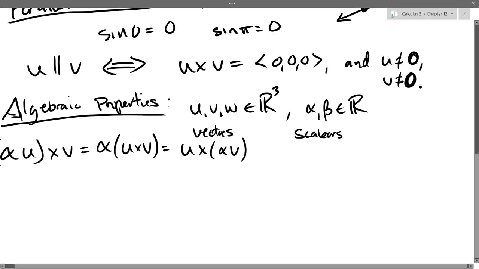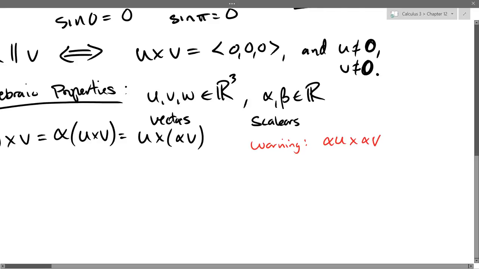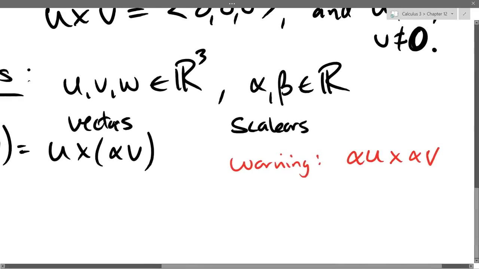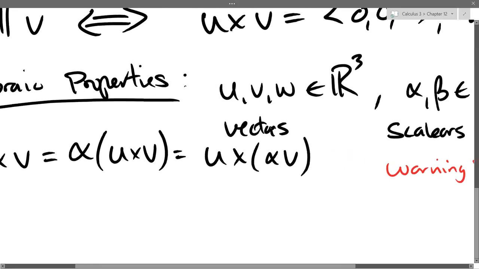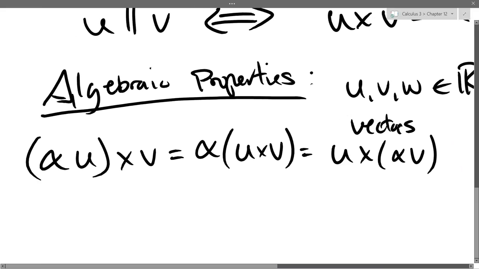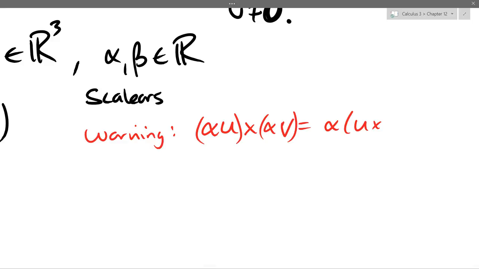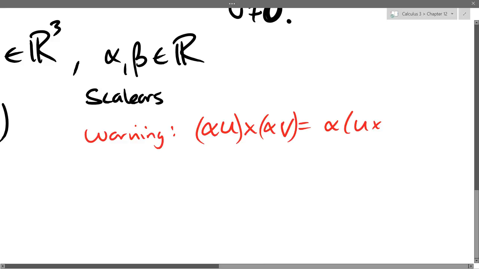So go in red with a warning right here. What is it very tempting to do? Alpha u cross alpha v. Factor out the alpha. Let's look at the way the rules work though. I'll deal with the first alpha on the left first. Looking at this, the alpha times u, I'll just bring that first alpha outside. And I should be more specific, because with scalar multiplication and cross product multiplication, there's not really a precedence of which one you do first. There's not really a PEMDAS, and I haven't spent much time thinking about order of operations for cross products.